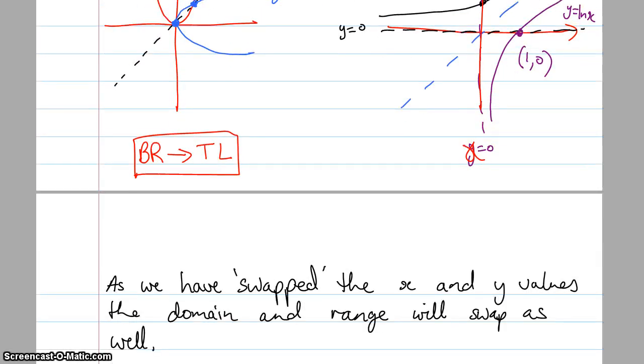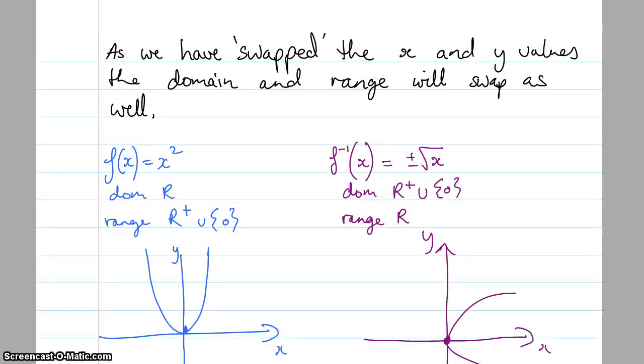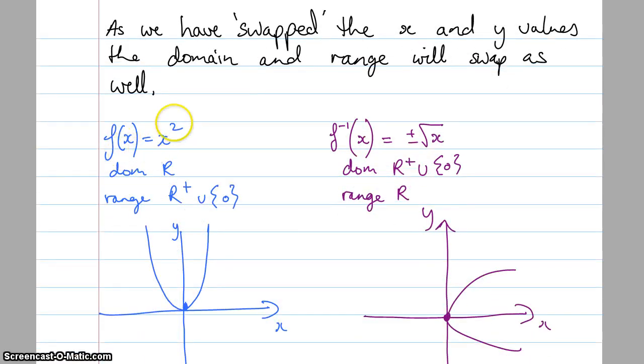Now, as we have swapped the x and the y values, it means that the domain and the range will also swap as well. Okay, so for example, if f of x equals x squared, my domain for this graph was all real numbers, but my range was real positive numbers and also 0 as well. When I get the inverse, the domain is real positive and 0, and my range is real numbers. But you can do that by looking at the graph, or you can just know that when we do the inverse, we swap the x's and y's, so therefore we swap the domains and the ranges.